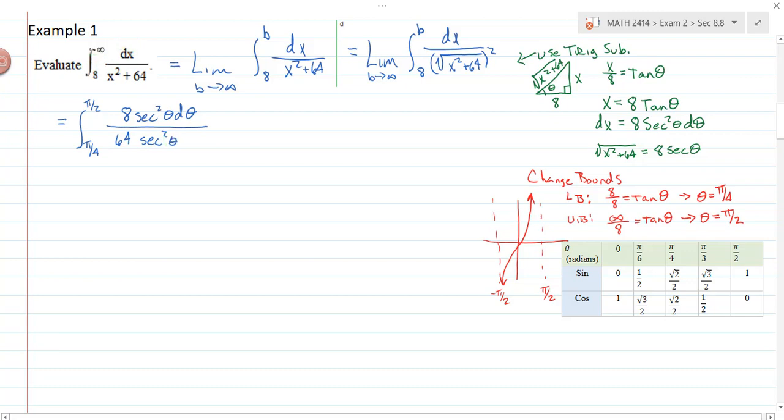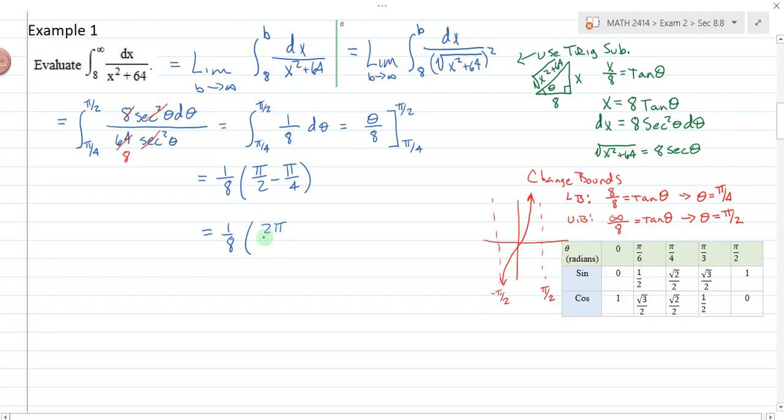So now this problem that looked difficult to start with is actually pretty simple because 8 goes into 64 8 times. This secant squared cancels with that secant squared, and we're left with the integral from pi over 4 to pi over 2 of 1 over 8 d theta. And when we integrate that, that's going to give us theta over 8 evaluated from pi over 4 to pi over 2. So I'm going to pull that 1/8 out when I use the fundamental theorem of calculus, and then that's going to give me pi over 2 minus pi over 4. And getting a common denominator, that would give us 2 pi over 4 minus pi over 4. So that's going to be 1/8 times 2/4 minus 1/4, which is 1/4. So this is just going to be pi over 4.